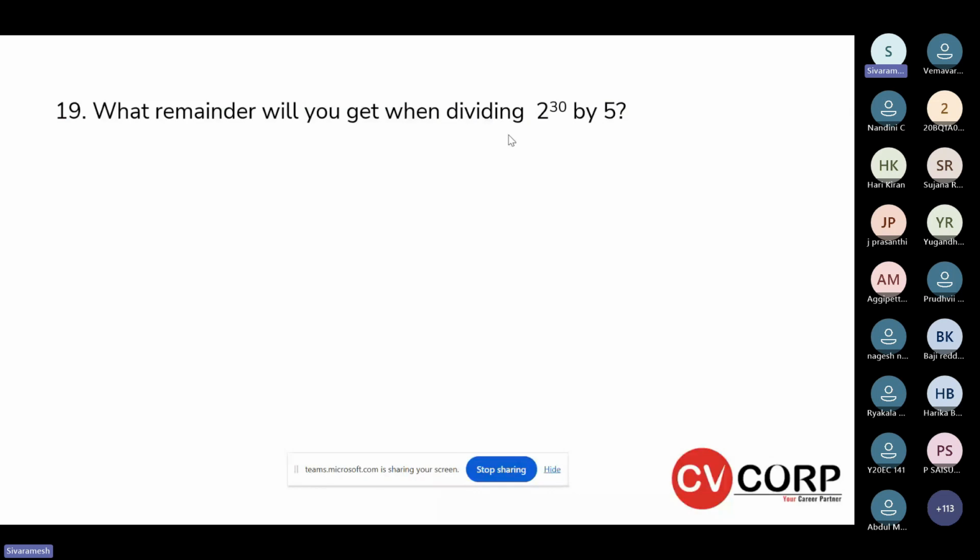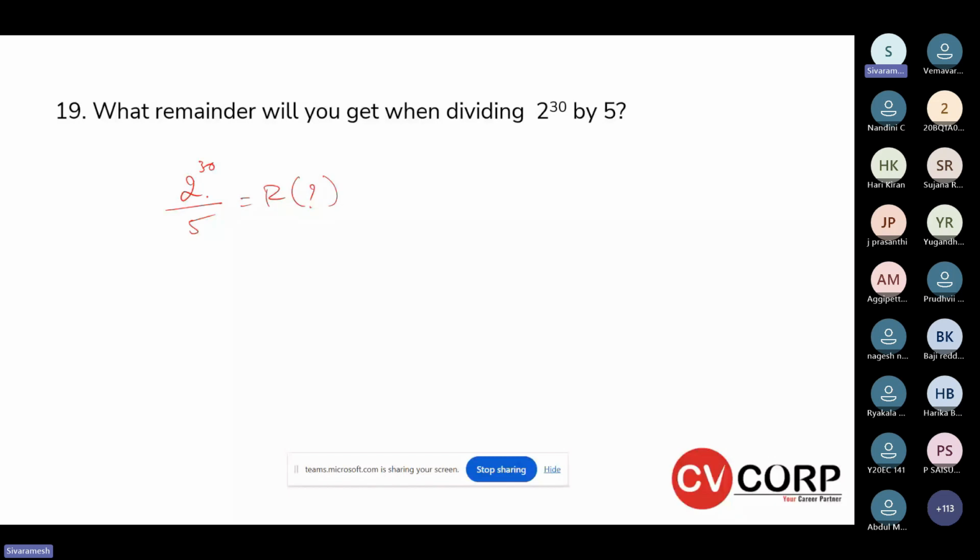Okay, guys, we'll solve this question. Obviously, this is a concept from the number system, the remainder theorem. What remainder will you get when dividing 2 power 30 by 5? So from the concept of the remainder theorem, when you divide 2 power 30 by 5, what will be the remainder? That's what we need to find.